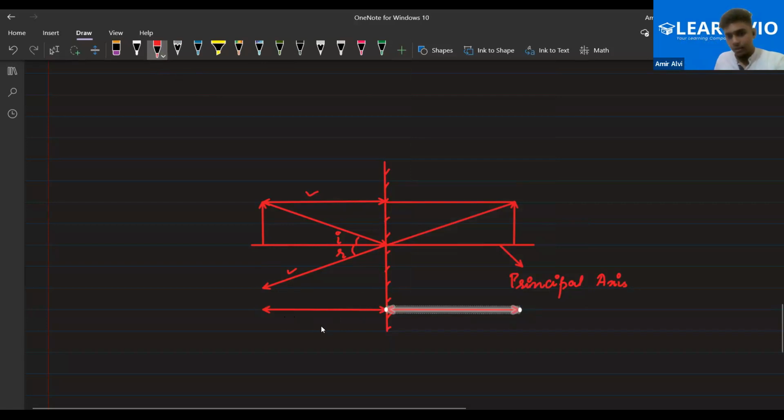So basically this distance is called the object distance. It means the distance between the object and the mirror, and this is called the image distance, the distance between the image and the mirror. So this is the property of the plane mirror, that the image distance and the object distance will be equal. And this is the property of the plane mirror, that the image formed will be equal to the size of the object.